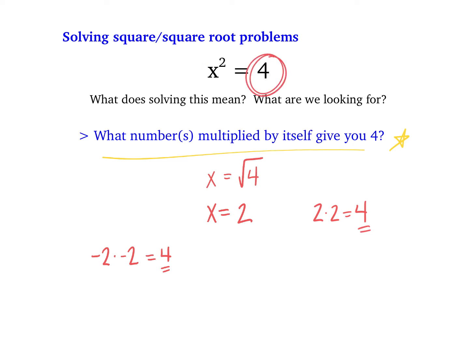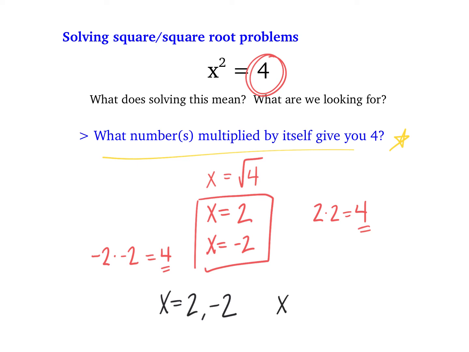I'll erase my work here to not get confused. So we have x equals positive 2 works, but also x equals negative 2 works. So we have two answers. A couple of different ways to write this out. We could certainly just make a list, so x equals 2 and negative 2.